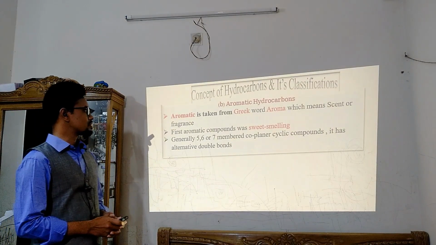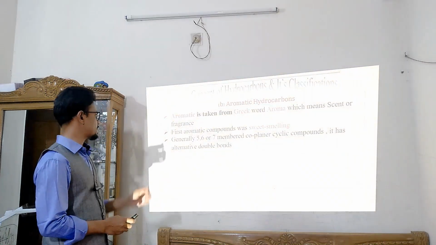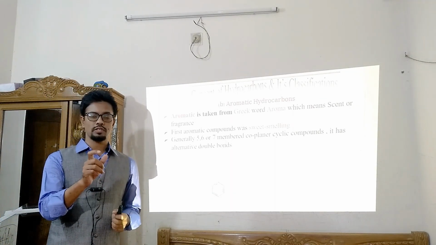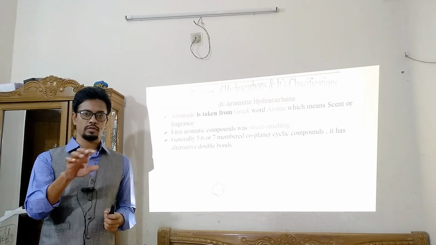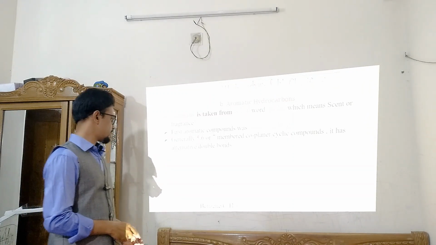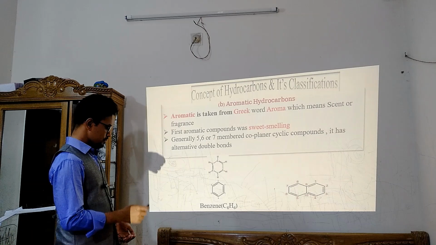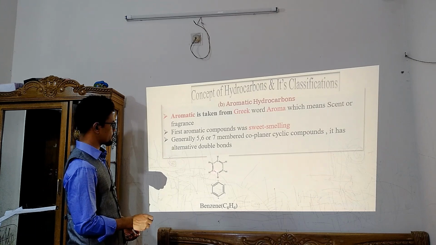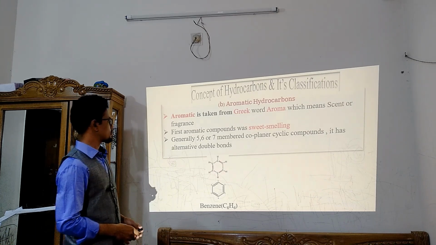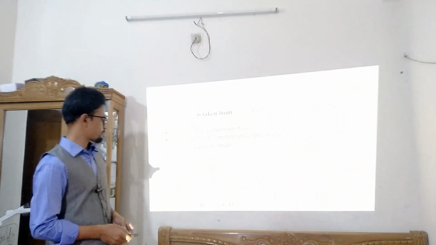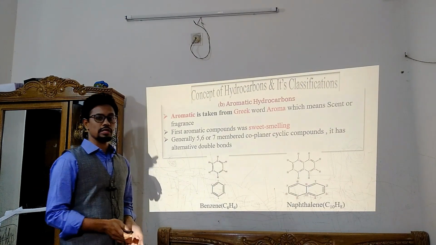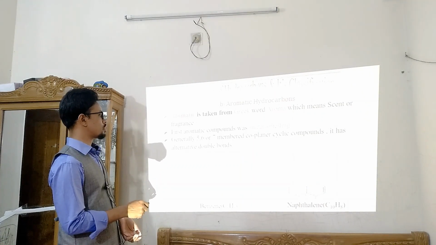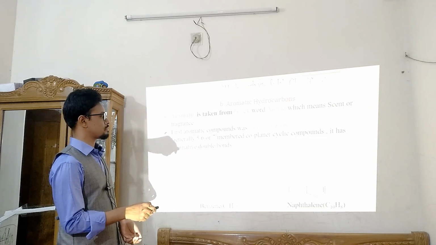Generally, aromatic compounds are 5, 6 or 7 membered coplanar cyclic compounds with alternating double bonds. Alternating means carbon-carbon double bond, then carbon-carbon single bond, again carbon-carbon double bond, again carbon-carbon single bond. Here you can see it very easily. Look, here carbon-carbon single bond, then carbon-carbon double bond, again single bond, then double bond, single bond, double bond. This is called alternating double bonds. This is benzene, and here is naphthalene, the same. Here 6 carbons, so a 6 membered compound. Here a 10 membered compound.